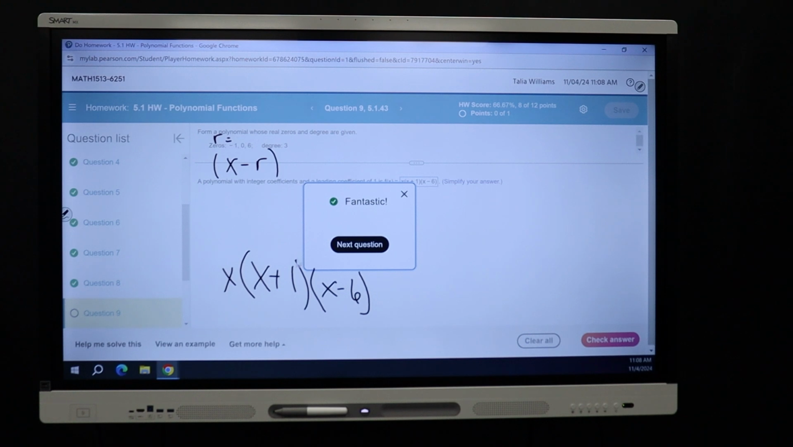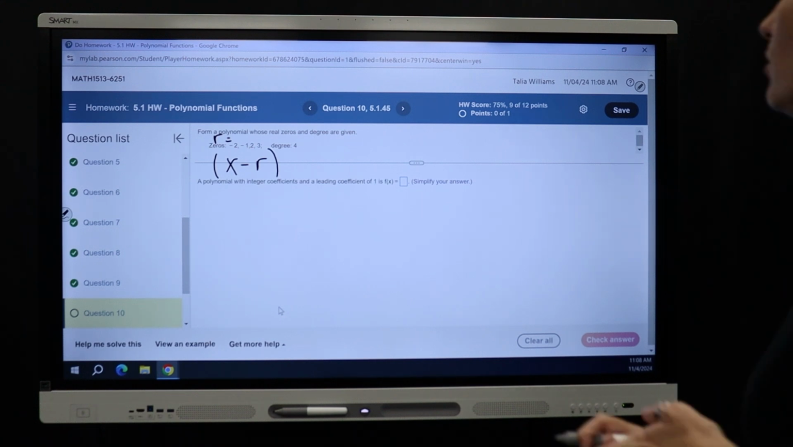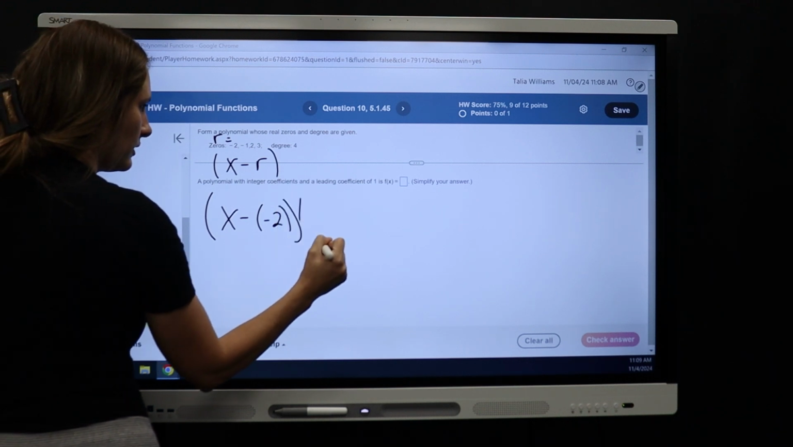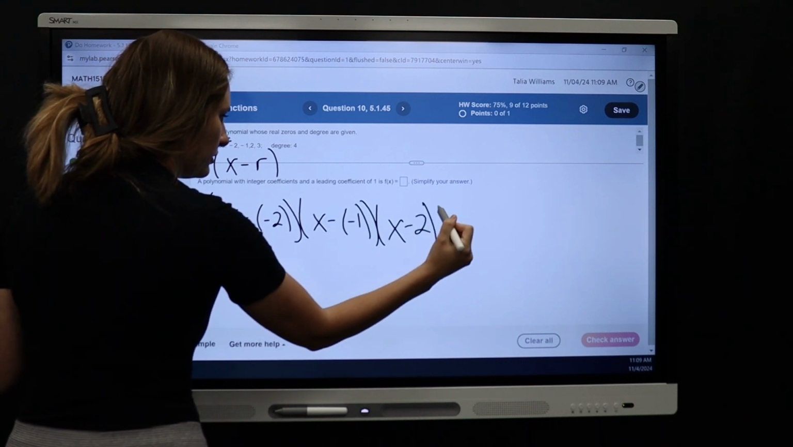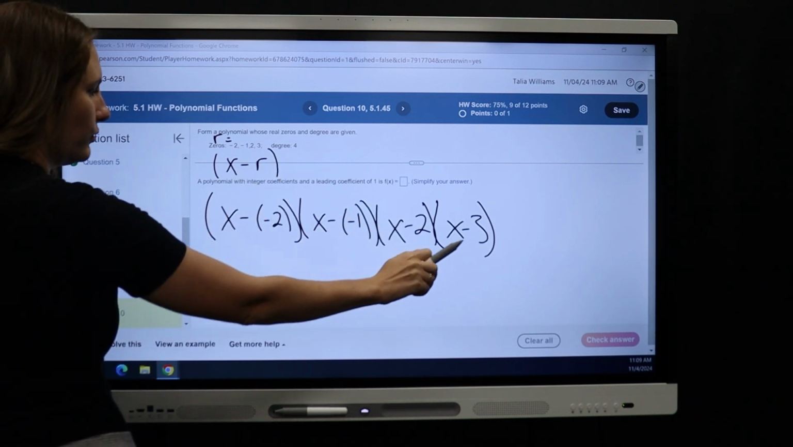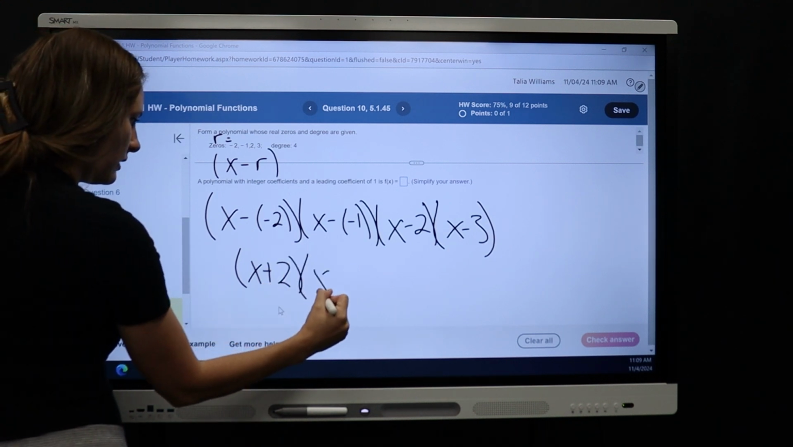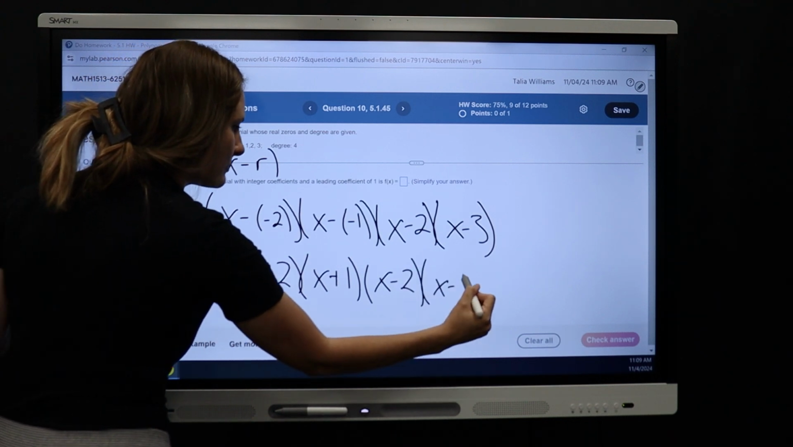So the stuff we did way back when, we're going to have to remember a little bit. Degree of 4, we have 4 different zeros, so we're going to have x subtract negative 2, x subtract negative 1, x subtract 2, and x subtract 3, and we have degree 4, 1, 2, 3, 4. When I simplify this, we're going to have x plus 2, x plus 1, x minus 2, and x minus 3.